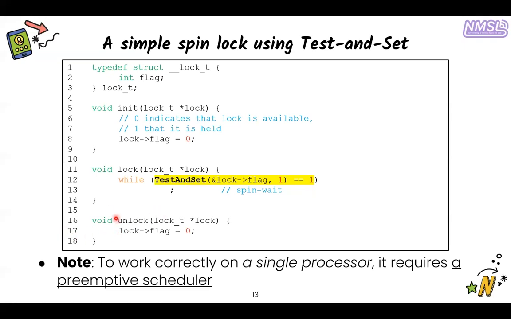Right, and of course, the unlock should be straightforward. Now here, one note. If this has to work on a single processor, it needs a preemptive scheduler, meaning there needs to be a timer-based preemption. Otherwise, it could be just spinning the whole time.